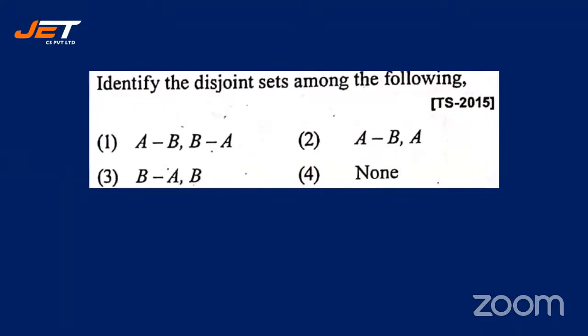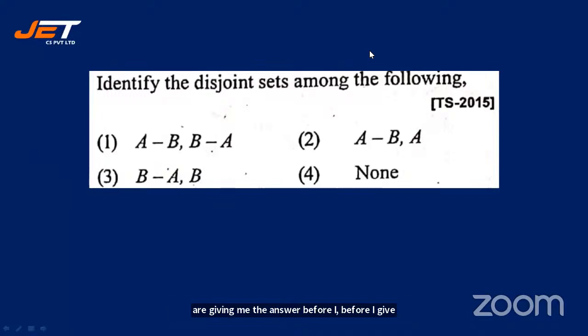Excellent. See the next question. Identify the disjoint sets among the following. A minus B, B minus A. Or is it A minus B, A? Or is it B minus A, B? Or is it none? Right? So what are disjoint sets? Let me see how many are giving me the answer before I give you the answer.